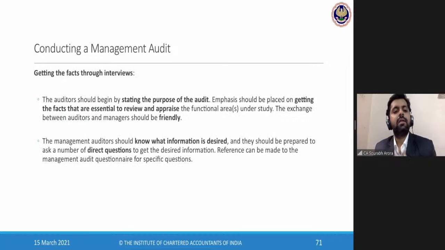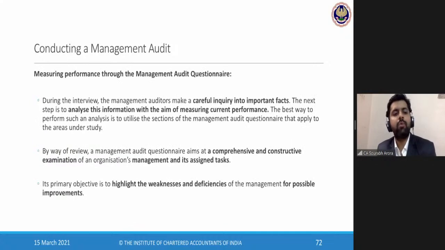So the first point is getting the facts through interviews. Then the sub points are: stating the purpose of the audit, getting the facts, friendly exchange, knowing what information is required, and asking direct questions. The second point is measuring performance through the management audit questionnaire. So during the interview, the management auditors take a careful inquiry into the important facts. The next step is to analyze the information with the aim of measuring current performance.